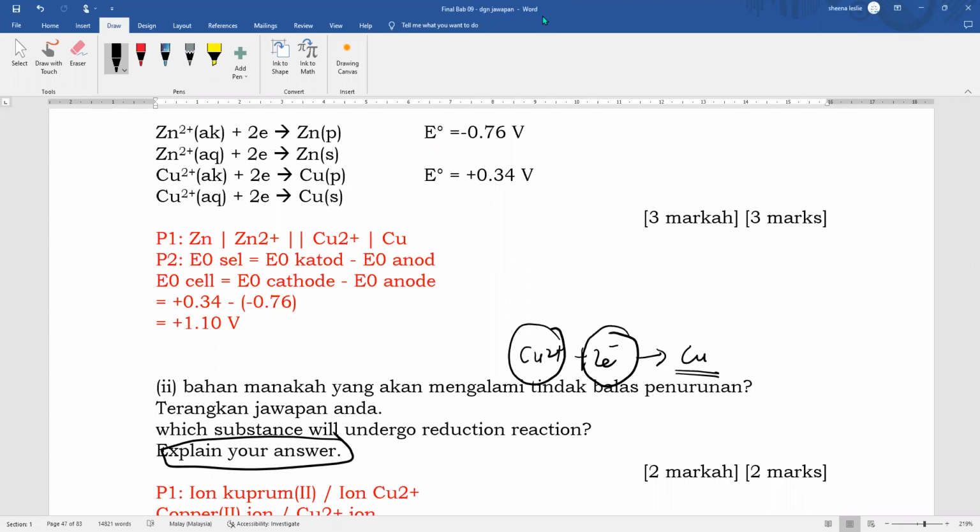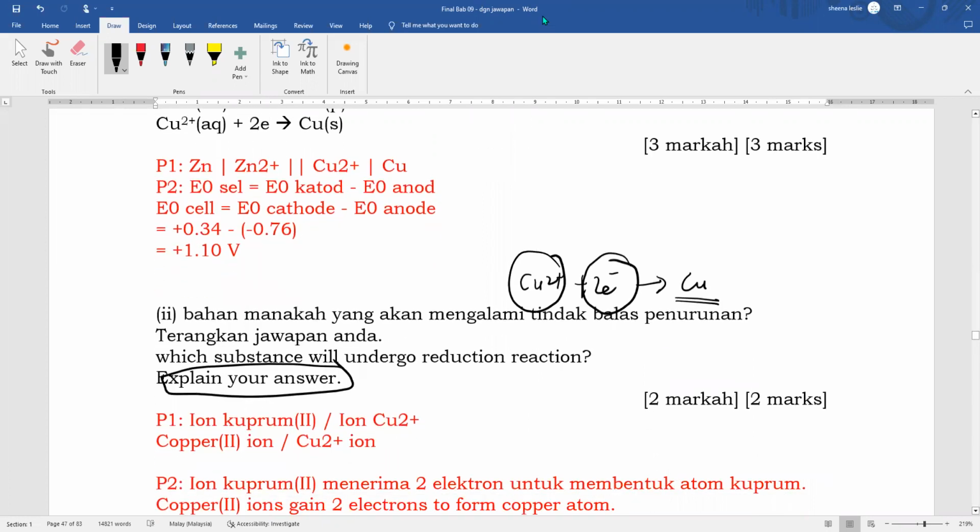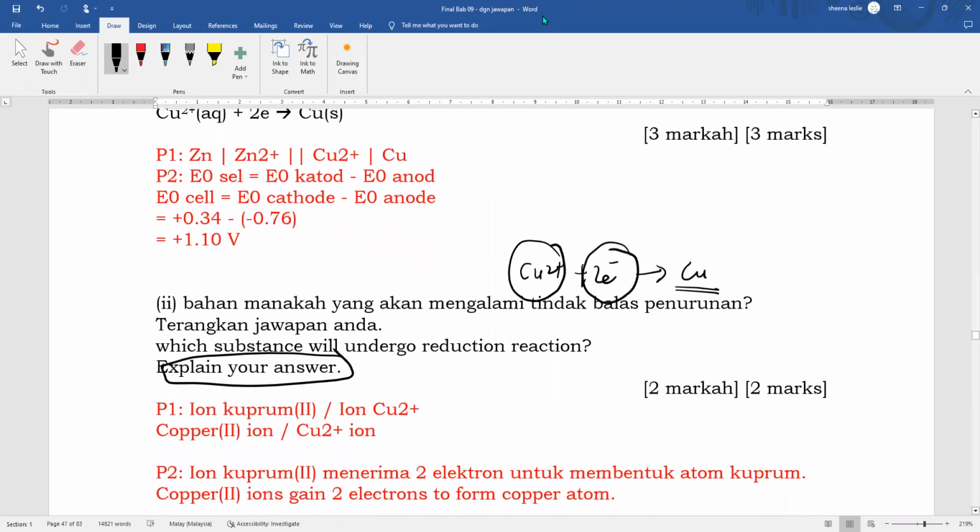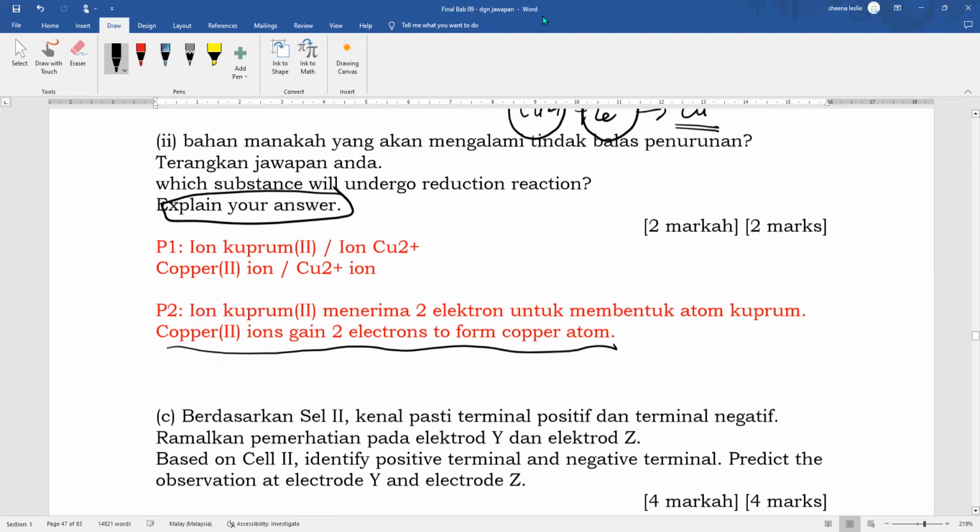Hello, sir, sorry, I went out, sorry. It's okay. Yeah, it's receiving electrons. So you look at the answer: copper 2 ions gain 2 electrons to form copper atoms. So this is how you need to answer in the exam as well. Okay, all right, move on.